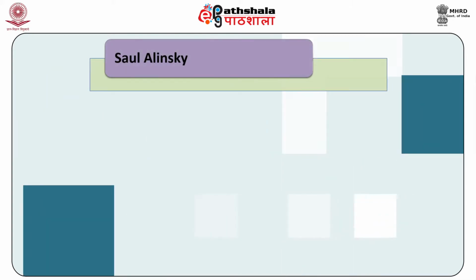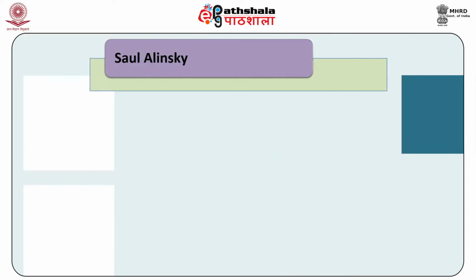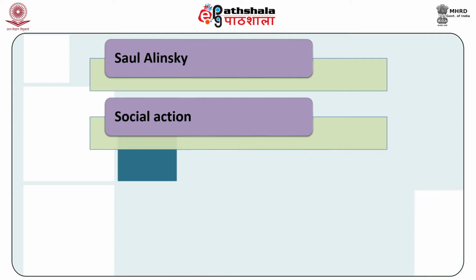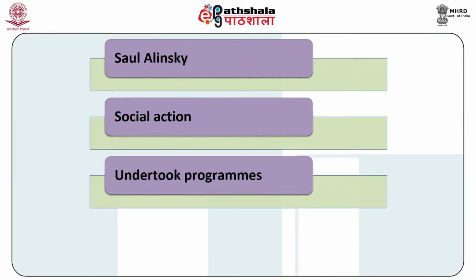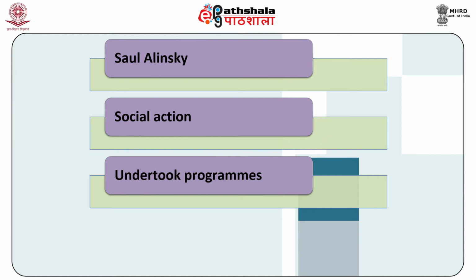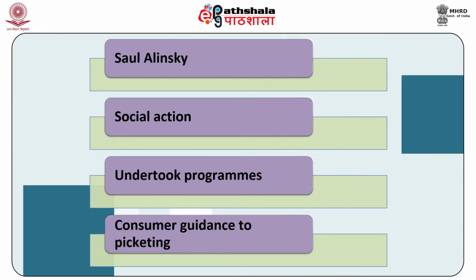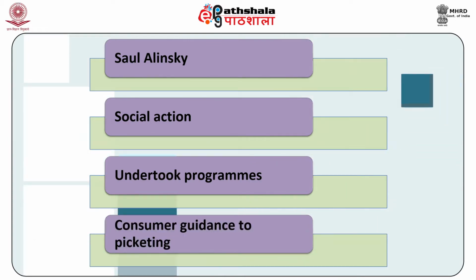Alinsky later questioned this model, and under the banner of social action, he and his followers undertook varieties of programs ranging from customer guidance to picketing. He advocated a conflict model of social action rather than cooperative approaches.